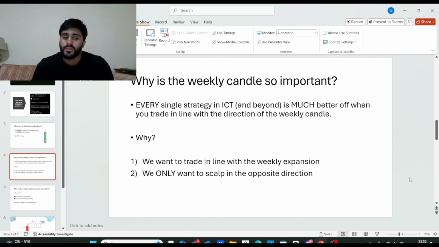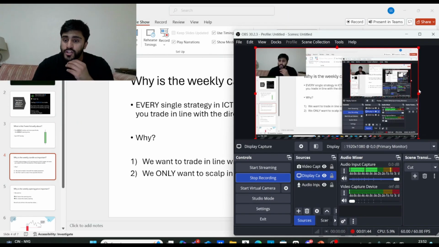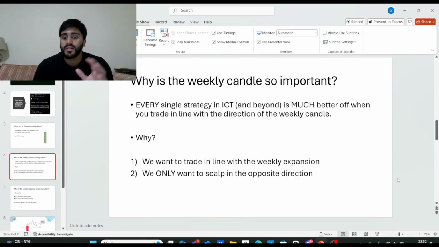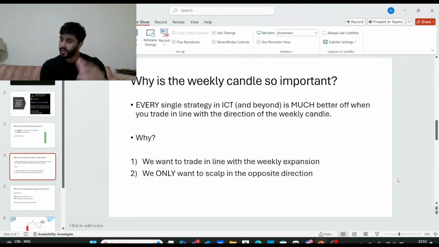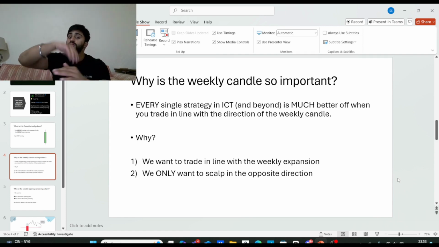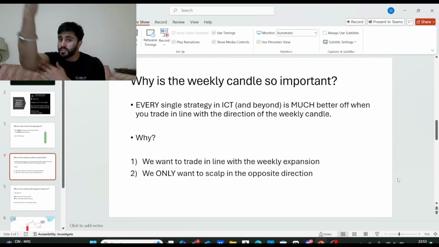So why is the weekly candle so important? Every single strategy in ICT is much better off when you trade in line with the direction of the weekly candles. This is any strategy really. We want to be trading aggressively in line with the weekly expansion, and we only want to be taking scalp trades that contradict the weekly candle direction. If the expansion is lower, we want to be selling. If the expansion is lower, we can only take scalps upwards, and we want to get out of those scalps before the market heads lower, vice versa for a bullish candle.